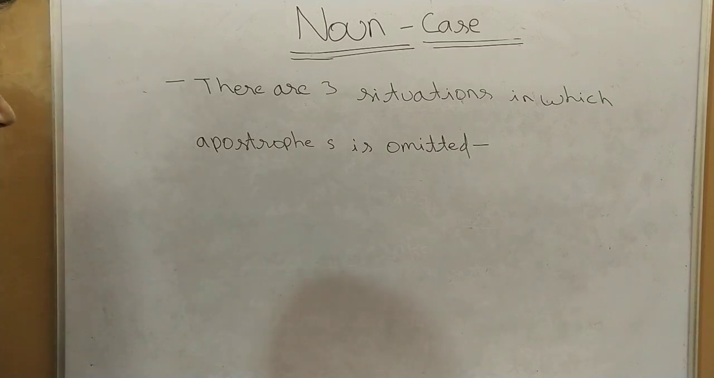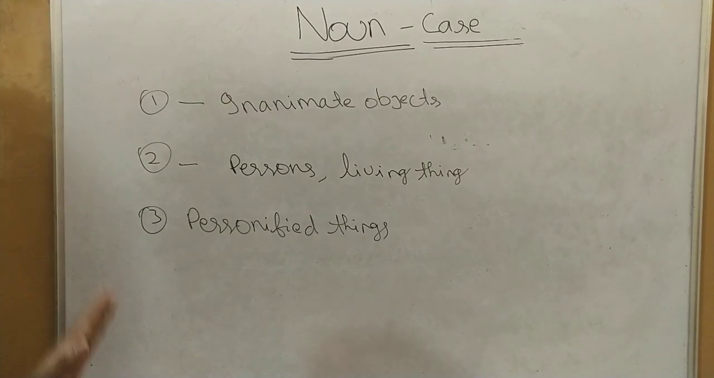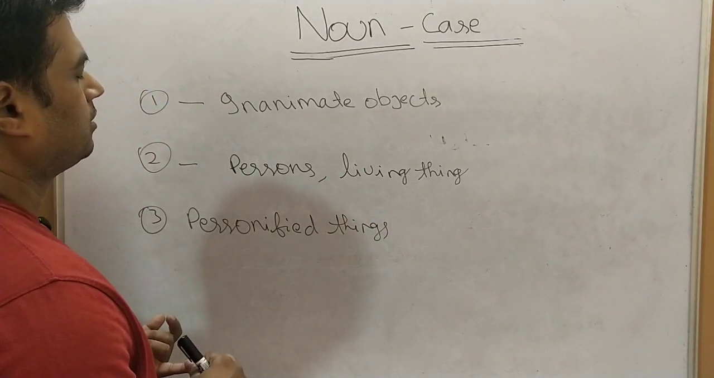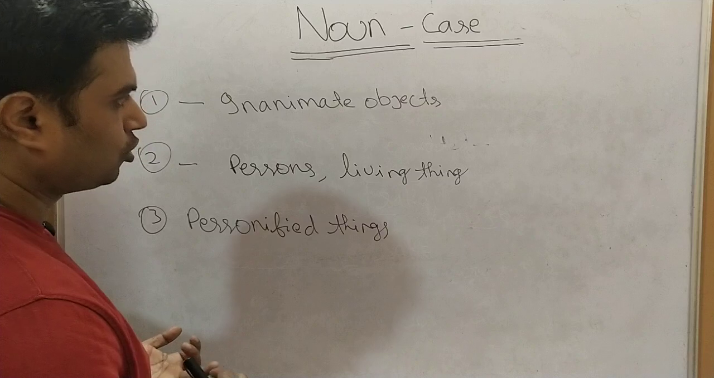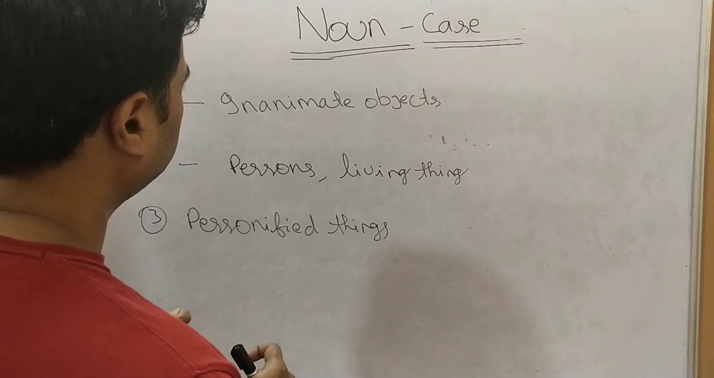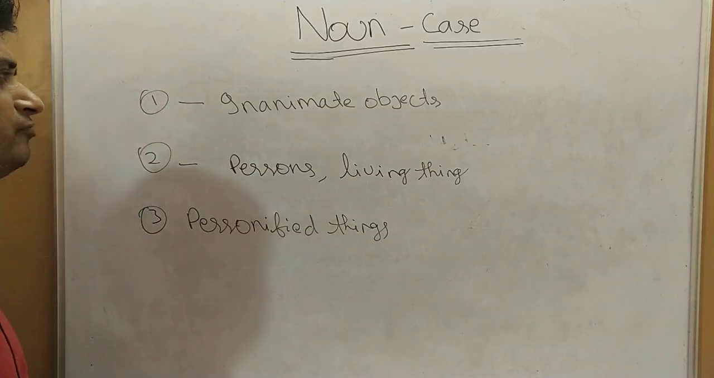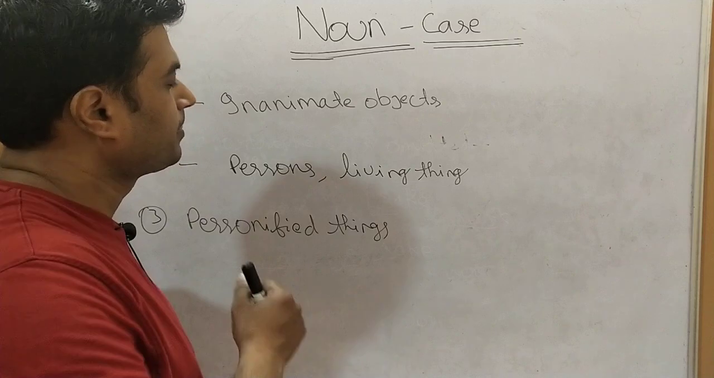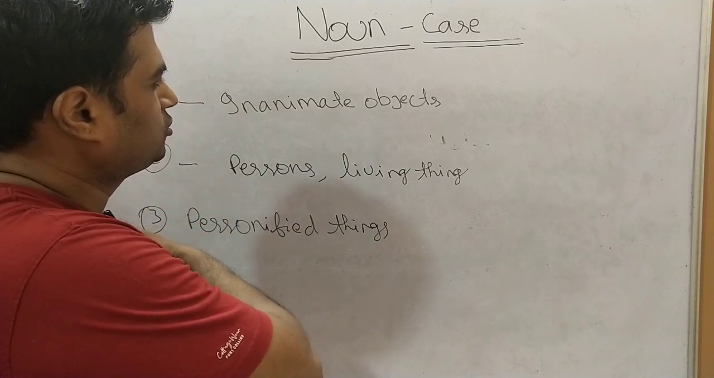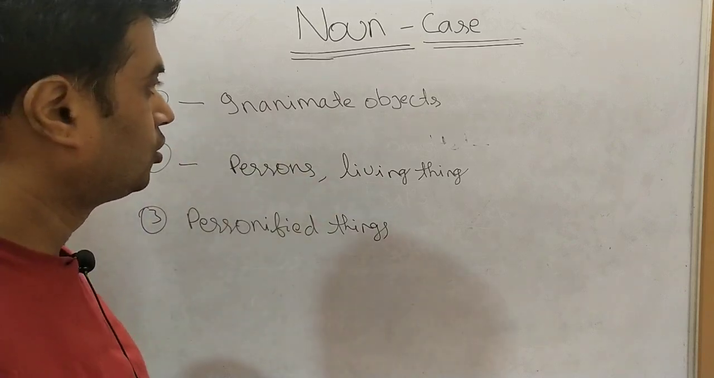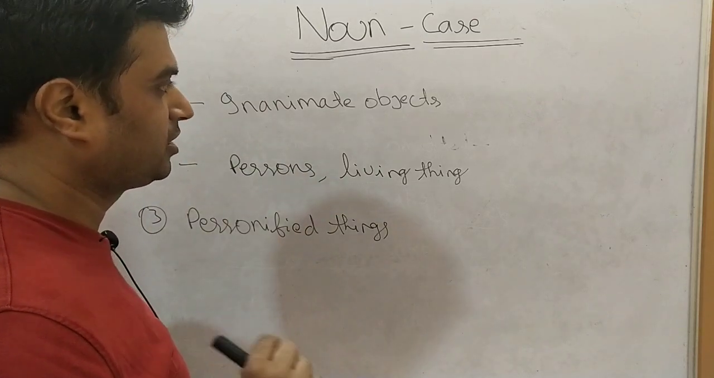Okay, so let's have a look at them. The first one is inanimate objects. Inanimate objects means non-living things or dead things. So, nouns denoting inanimate objects are seldom put in the genitive case. It means that things which are dead or non-living are very rarely put in the genitive case.